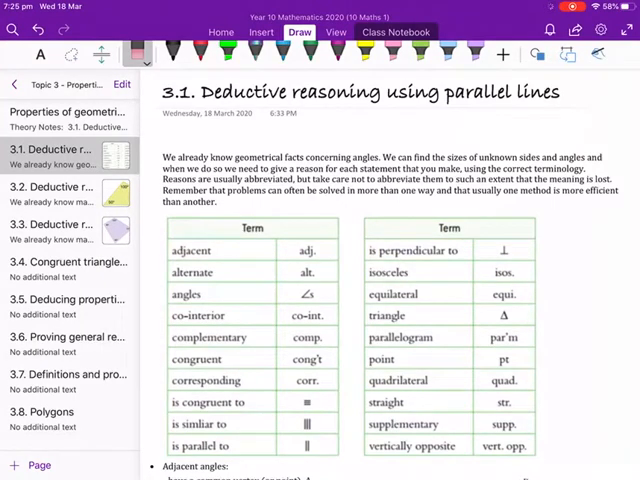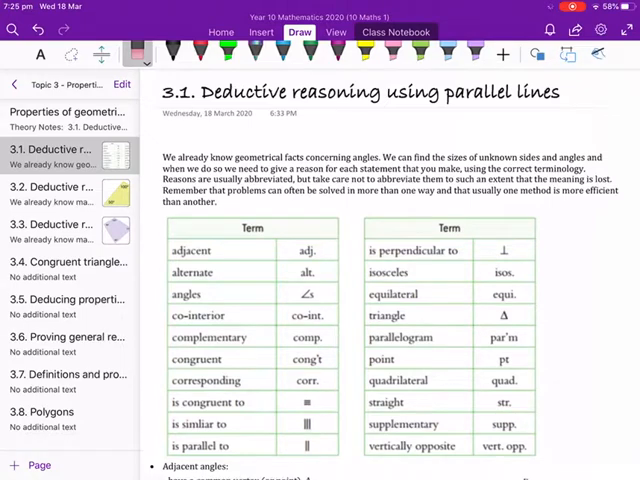Hi all, so today we're learning Year 10, 5.3, Properties of Geometrical Figures, Deductive Reasoning using Parallel Lines. So we already know geometrical facts concerning angles. We can find the sizes of unknown sides and angles, and when we do so, we need to give a reason for each statement that you make when showing how to find the unknown side or the angle.